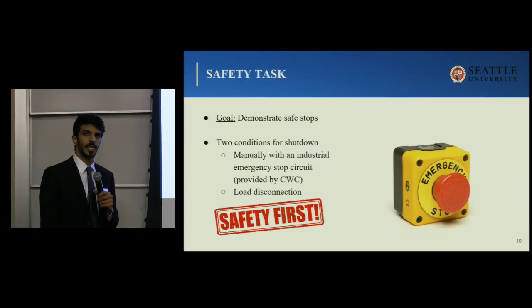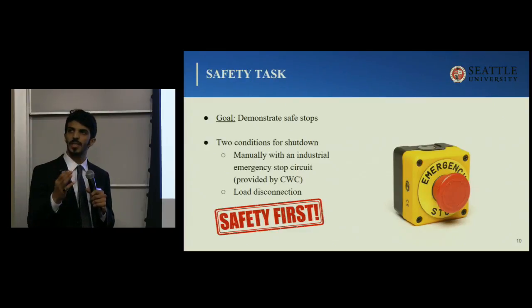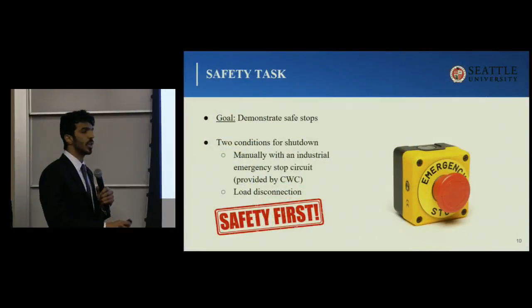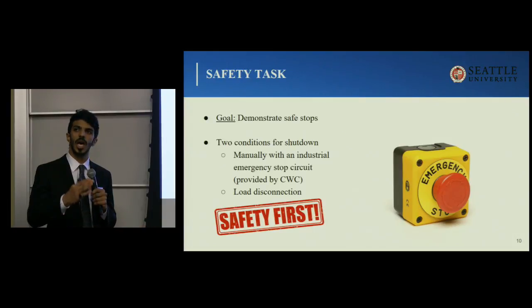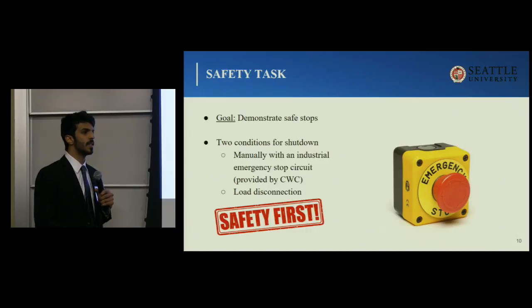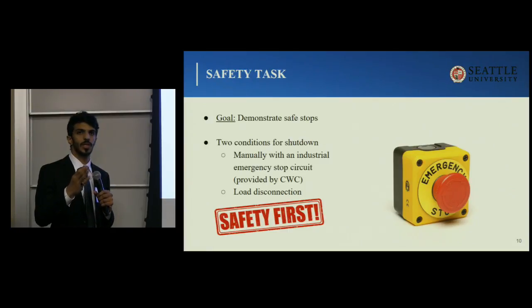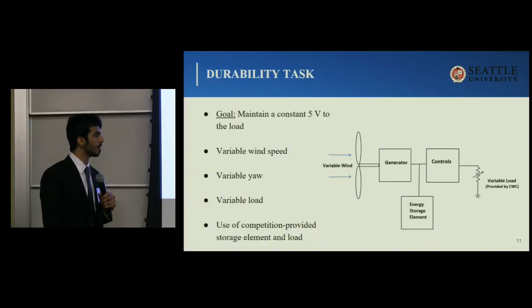The fourth task is the safety task, and the goal here is to demonstrate a safe stop of the wind turbine. There are two methods of doing that. The first is manually, with an industrial emergency stop button. When the button is pushed, the wind turbine has to stop safely. The other method is by load disconnect. When the load is disconnected from the turbine, the turbine has to stop safely.